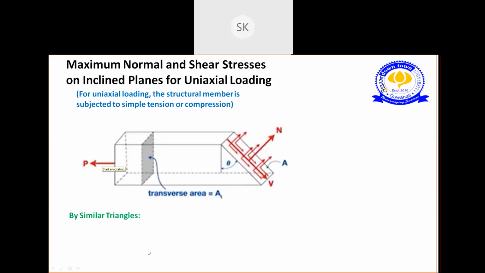Okay. So we'll discuss the normal and shear stresses on this inclined plane. I want to relate this with two similar triangles. This is one triangle, this is another triangle. The area of this transverse section I'm considering as AT, and the cross section of this non-transverse cut I have taken as A. So this will be your A, and this will be your AT. Again, I'm relating this triangle with a similar triangle.